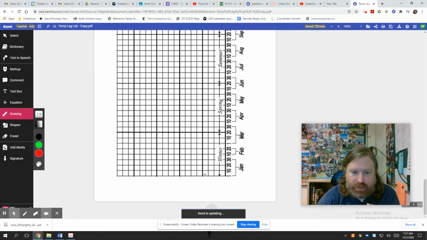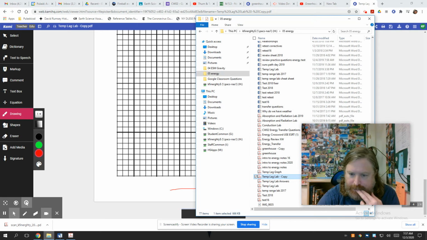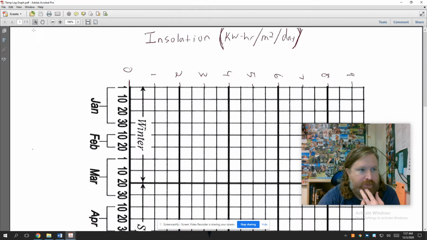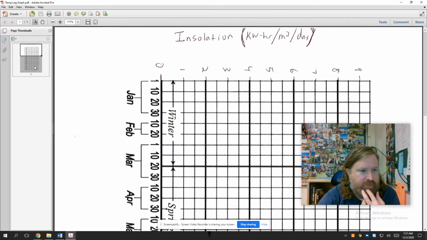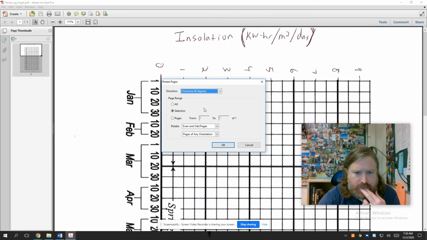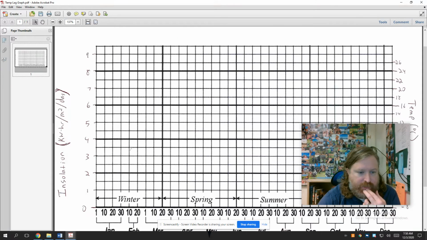Now, what I did, because I wanted to give you the axes, was, rather than trying to talk everybody through doing that, I just filled it out and scanned it this morning. So let's rotate this counterclockwise.